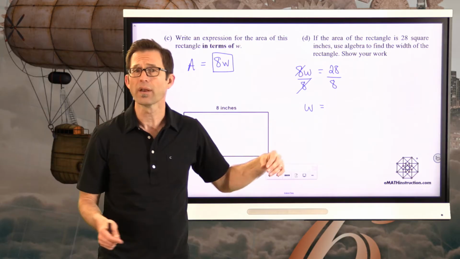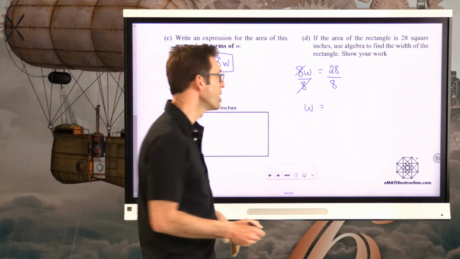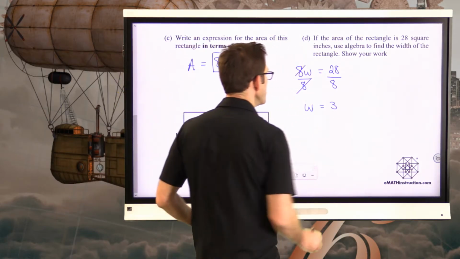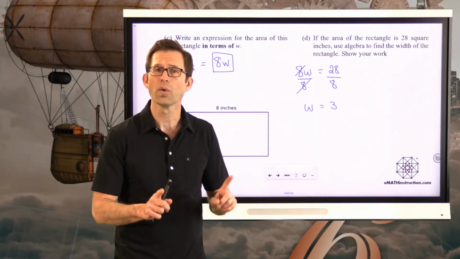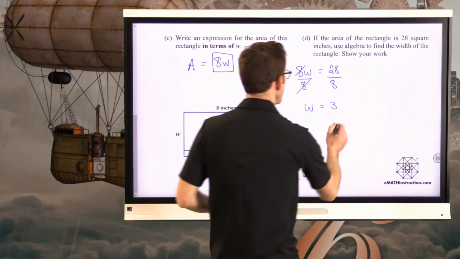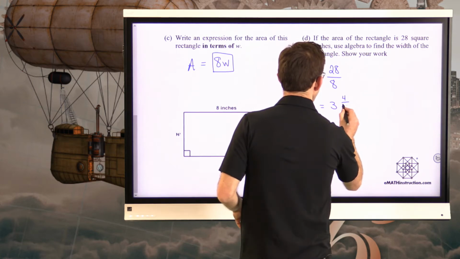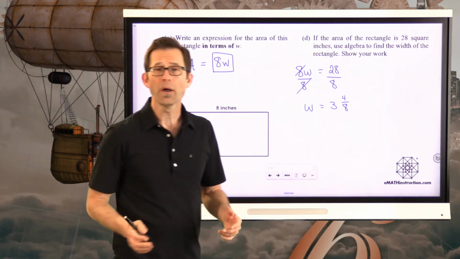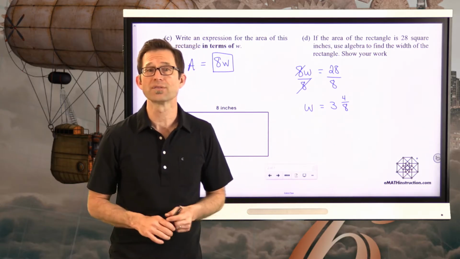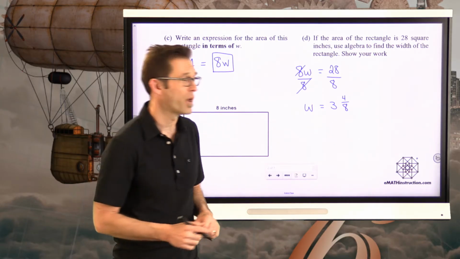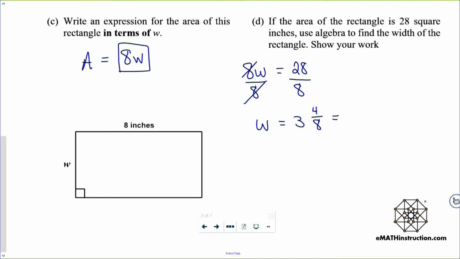So I say to myself, how many times does 8 go into 28? That's going to be 3 times, right? 3 times 8 is 24. It's going to leave me with a remainder of 4. So I'm going to have 3 and 4/8. Now my only question is whether or not the 4/8 is simplified, and it's not. 4/8 is just another way of saying the fraction 1/2. So in that case, my answer is 3 1/2, and we should not forget units, inches.